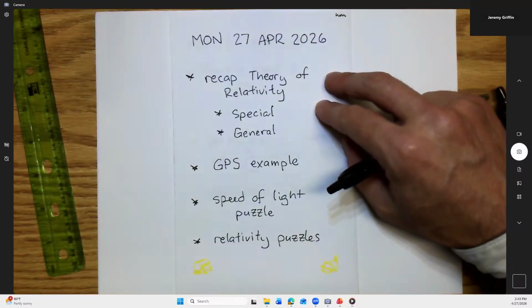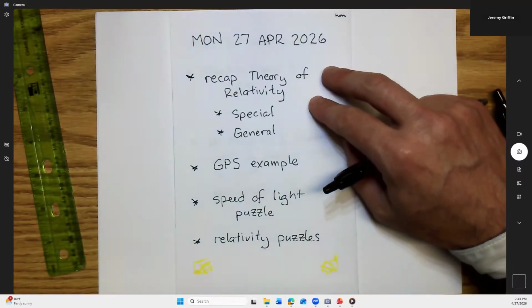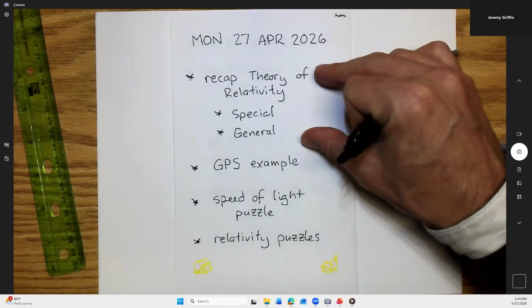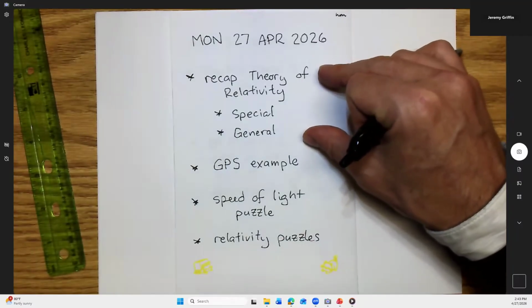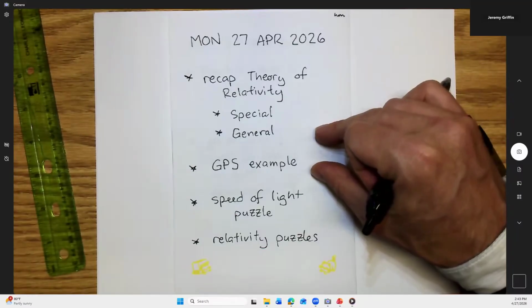So last week, I think Wednesday and Thursday, I introduced you guys to the theory of relativity. So I will do a recap with you guys, but it's been a while. This is a pretty wacky theory. Also, I never got to my GPS example, so I'll run that for you guys.